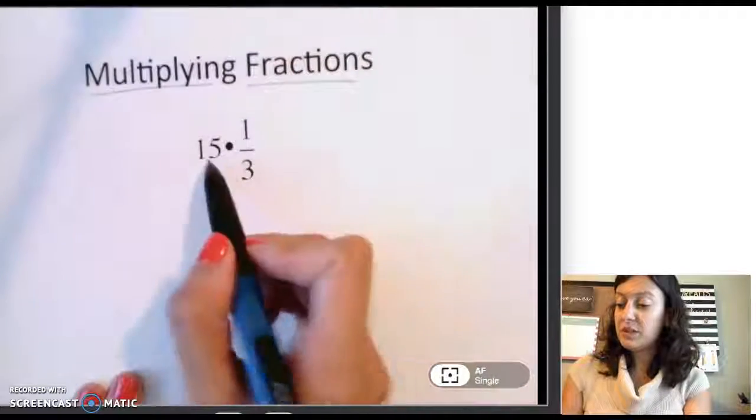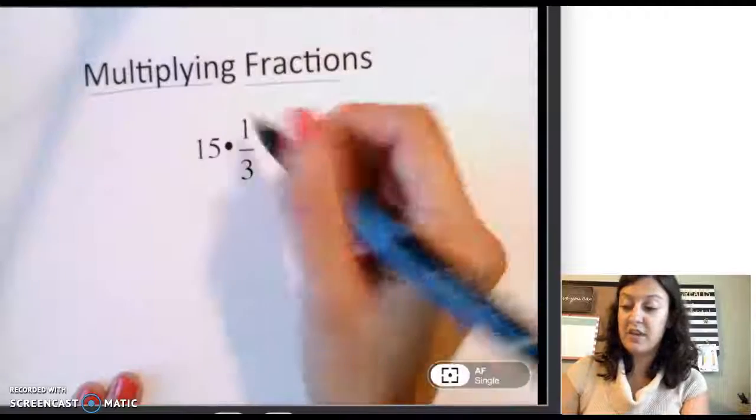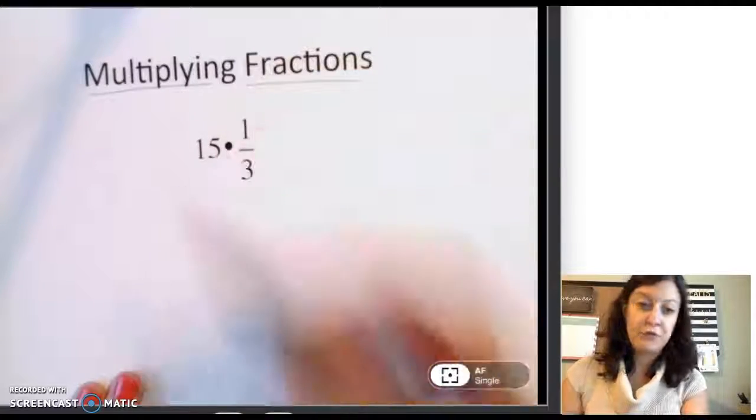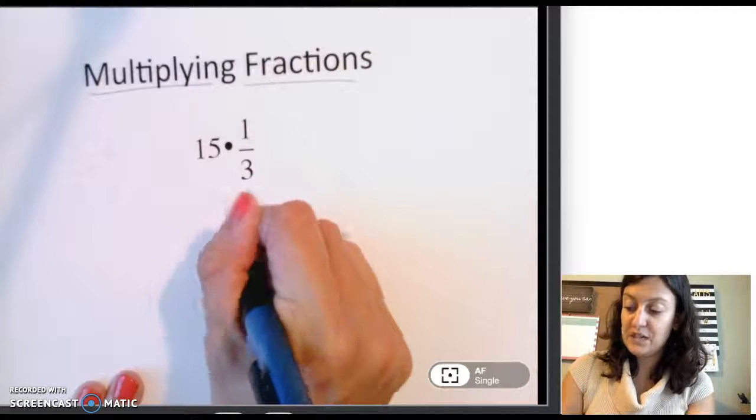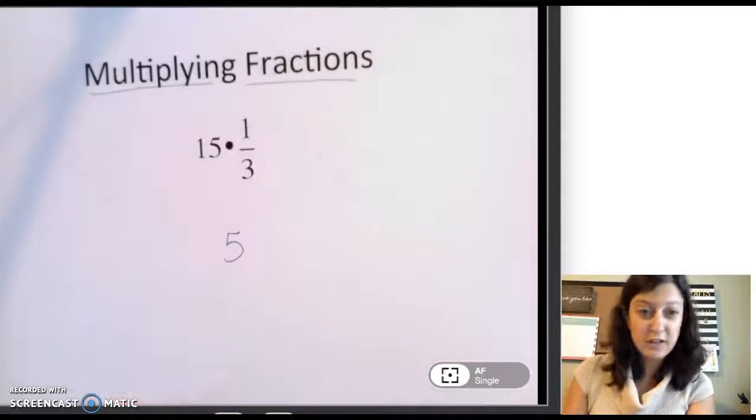Okay, multiplying fractions. So the first thing we're going to do here is 15 times 1/3. Well, that means 1/3 of 15. So 15 times 1/3, 1/3 of 15 is just 5. You might already know that.